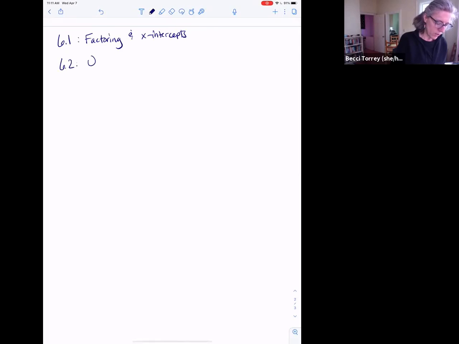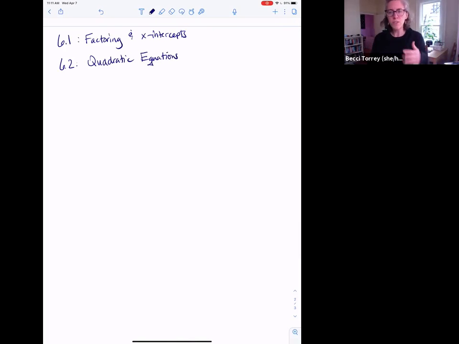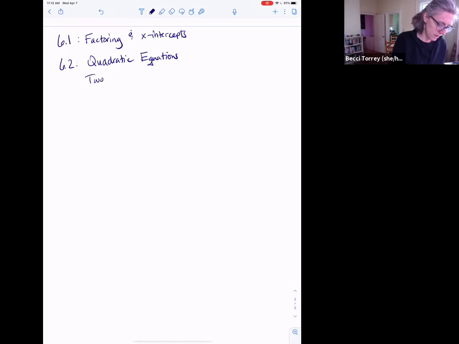6.2 is about solving quadratic equations, which we've been doing for a long time and even beyond quadratic equations. But this section introduces 2 new techniques. With the techniques we've been using so far, with factoring and the different kinds of factoring, sometimes there are equations that we can solve, but we can't factor them. And so this gives us 2 techniques that work in these other situations.